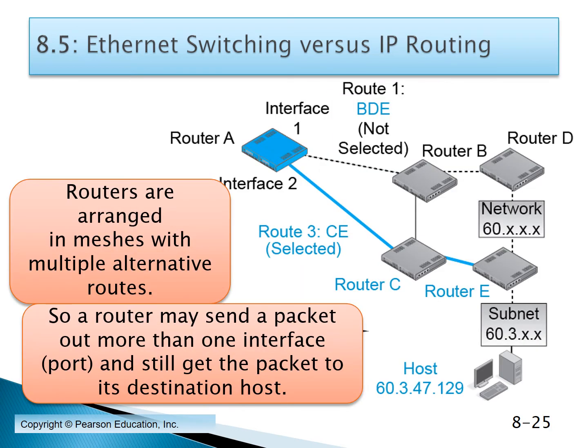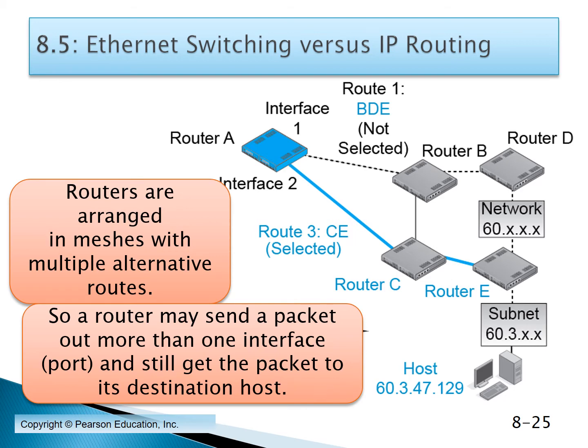For routers, basically we don't have a hierarchy. Routers are arranged in meshes with multiple alternative routes. That's also why we say that in the internet, they are not centralized with a top-level router. Basically they are not in a hierarchy. So it's actually possible to send a packet from host A to host B through multiple different paths. A router may also send a packet out more than one interface or port and still get the packet to the destination host.